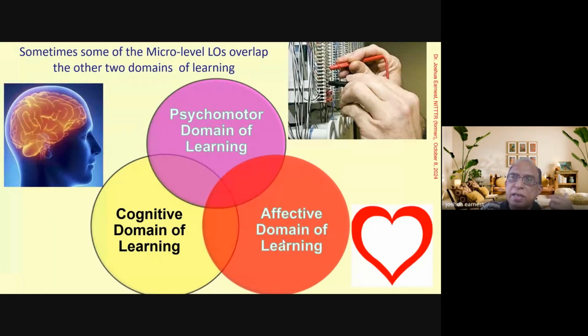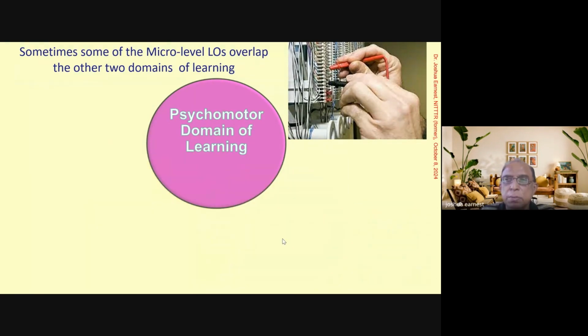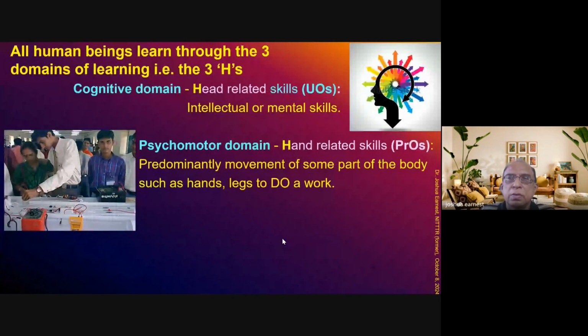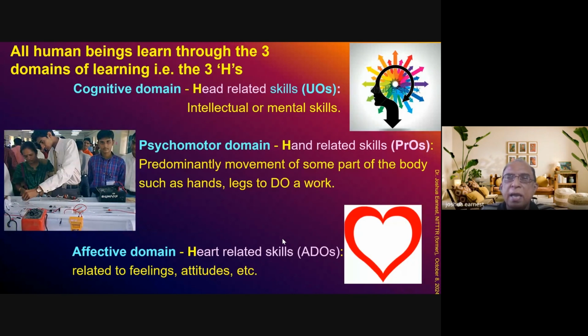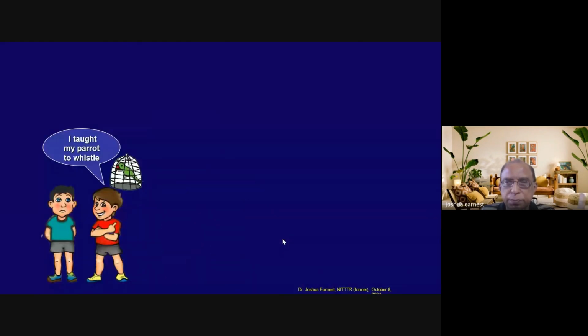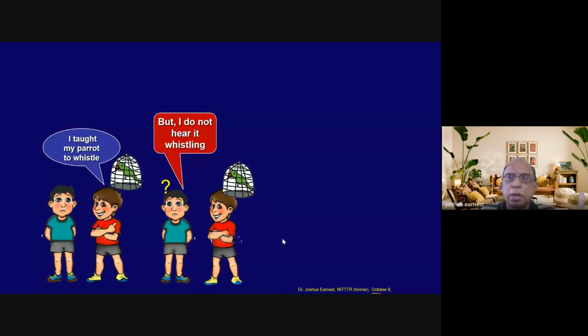Affective domain is heart related, psychomotor domain is hand related or leg related, and cognitive domain is head related. So 3H, that's what I had shown in the beginning also. You have the 3Hs: head, hand, and heart. Very easy to remember. So we go ahead.